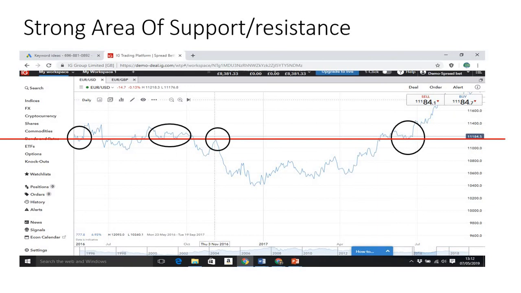Now why is this important? Well, a strong support area represents a much more interesting area to place a trade than a weak area. Now I'm going to produce another video tomorrow which will focus on this, so make sure you tune into my channel to catch all of that information.